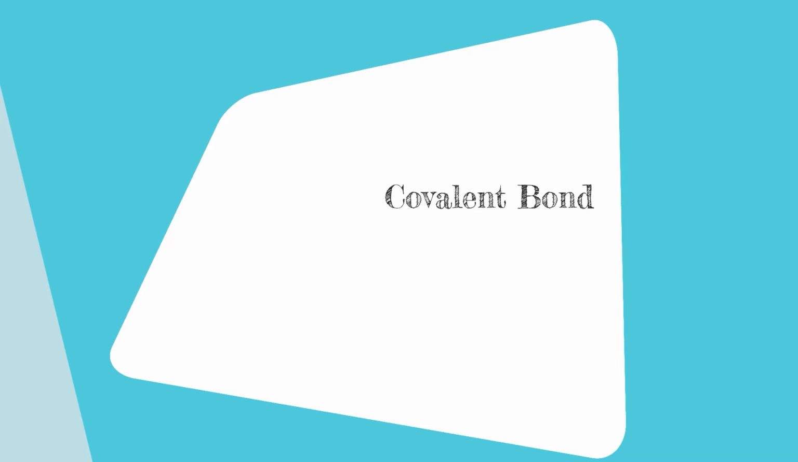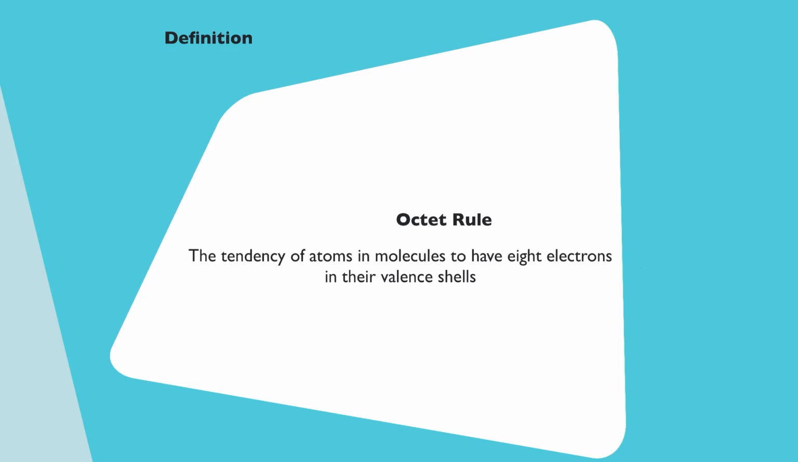Hi, so today we are going to try to understand covalent bond. So let's get right at it. So what is a covalent bond? A bond formed by sharing of electrons.